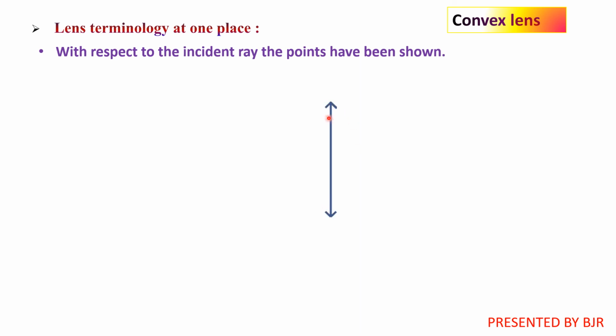Can you tell what type of lens it is? It is the convex lens. And what is this? P is the optic center. Clear? Next. This is the incident ray. See here. With respect to this incident ray, I am going to show you the terminology here. That means this is the incident ray, traveling from left to right. So this is the first surface. Surface 1 is this side and surface 2 is this side.